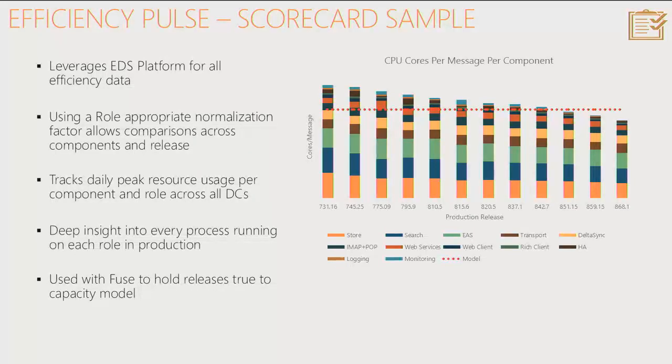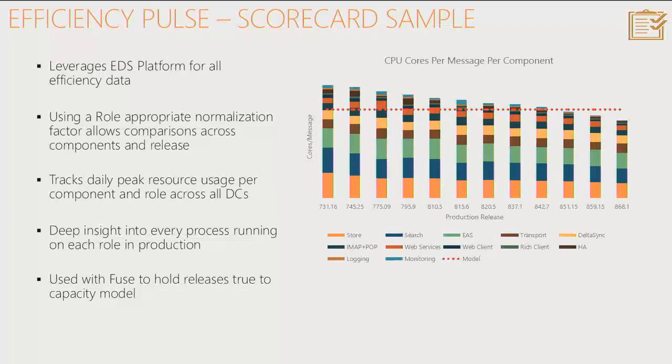We do a breakdown per process and per group of processes. Then we normalize by a metric that's appropriate to that role, so that we're able to compare between processes, between process groups, and also between builds and machines. For example, for mailbox, we use mails per second, so mails delivered per second. For front end CAS servers, we use requests per second.